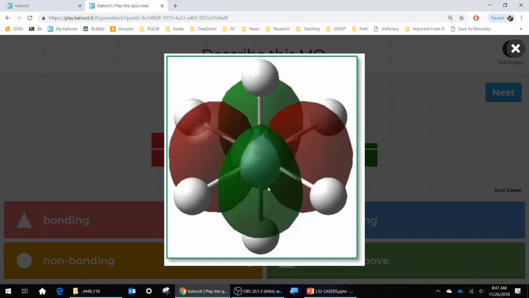Yes? So are the green regions connected in the molecule? Because I thought that was antibonding because it looks like there were nodes. Well, there are nodes, but they're kind of along the bonds. They're not breaking the bond. So if you want an antibonding orbital, you would have a node that breaks the bond, like 90 degrees to the bond. It cuts through the bond.